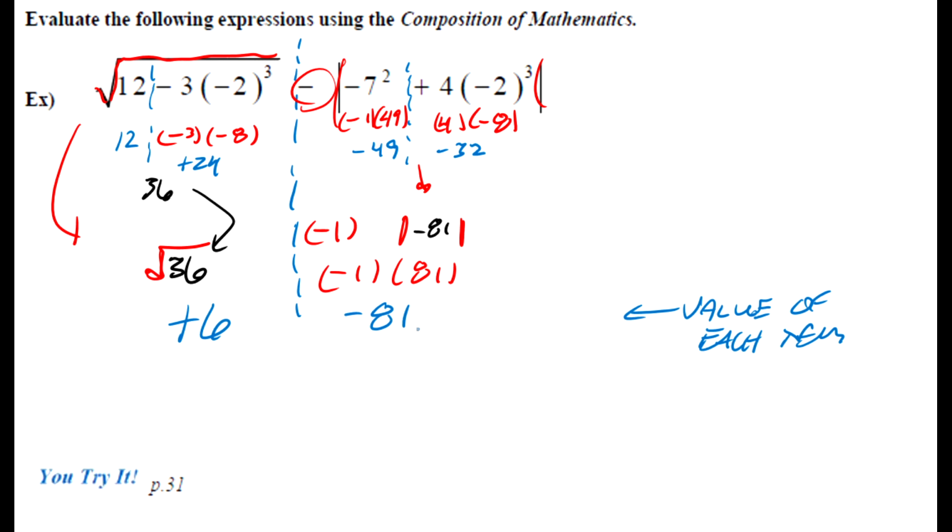Okay, so now I have my two term values. I kept track of the columns. Positive 6 and -81 is a positive 75 for my expression value. So keep track, use composition. It allows you to evaluate terms in any order, evaluate factors within terms in any order, and keep track of those components as you go.